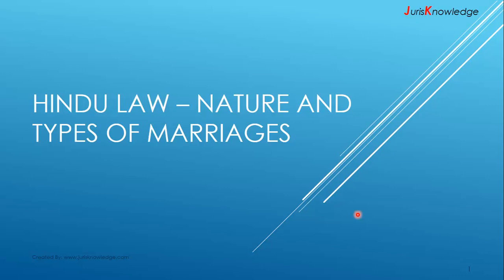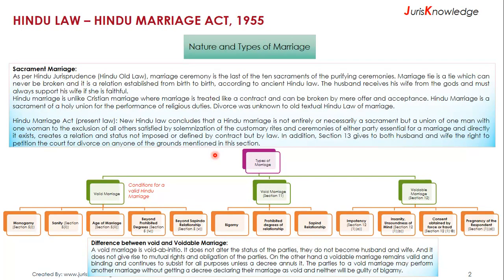Hi, in today's session, we will talk about nature and types of marriages as per the Hindu Marriage Act 1955. As per the old Hindu law, marriage ceremony is the last of the 10 sacraments of the purifying ceremonies. According to the ancient Hindu law, marriage tie is a tie which can never be broken, and it is a relation established from birth to birth.